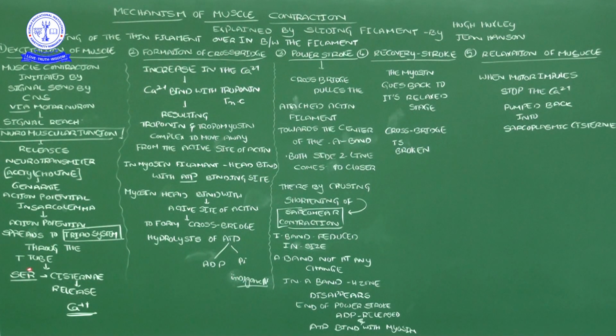Okay, that I only mentioned here. Through the T tubes, this action potential will spread out. When the action potential spreads through the total muscle fibers, the SR, sarcoplasmic reticulum, cisternae release one ion. That ion is calcium 2+. Okay, calcium 2+. This is the first step, excitation of the muscle.